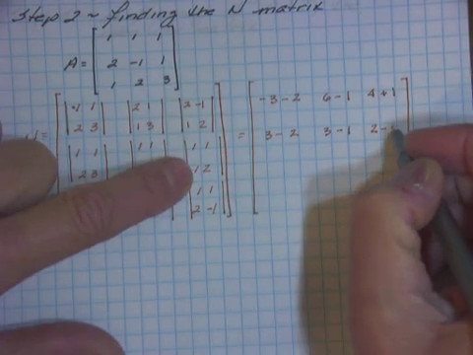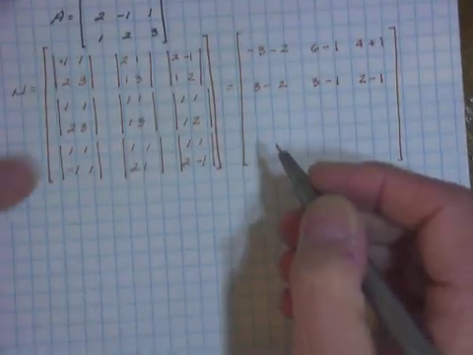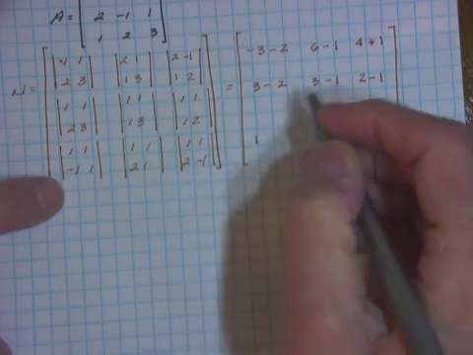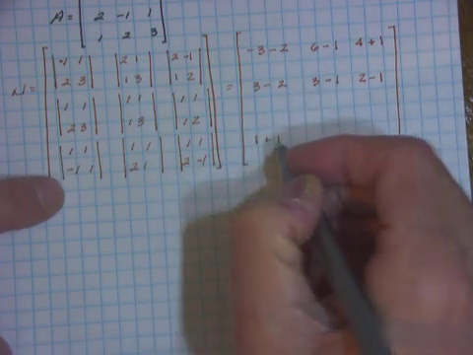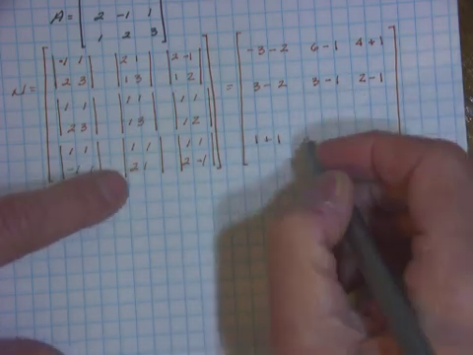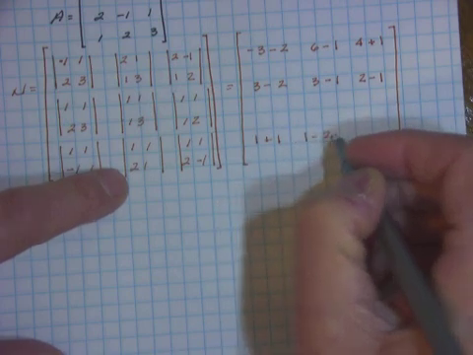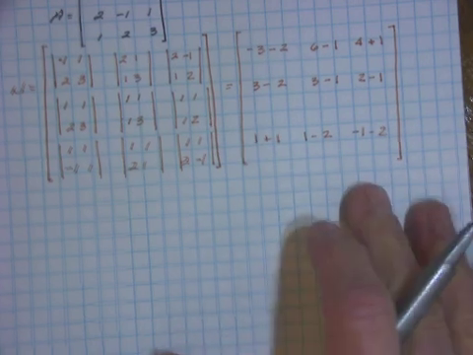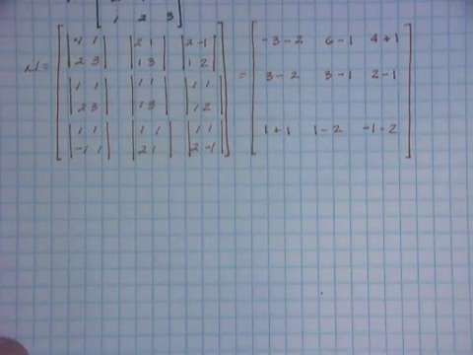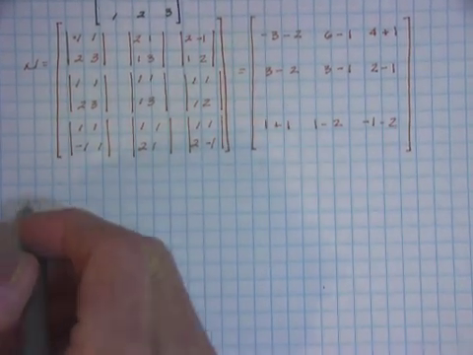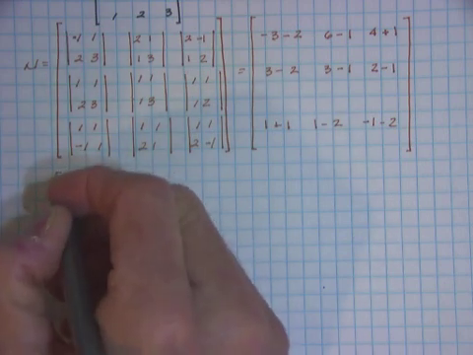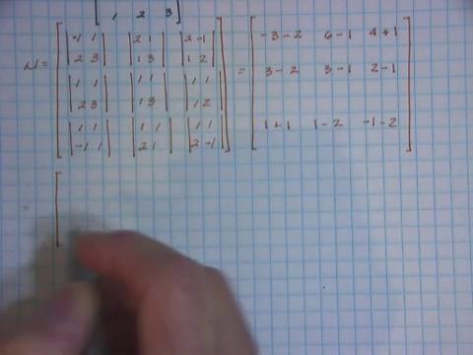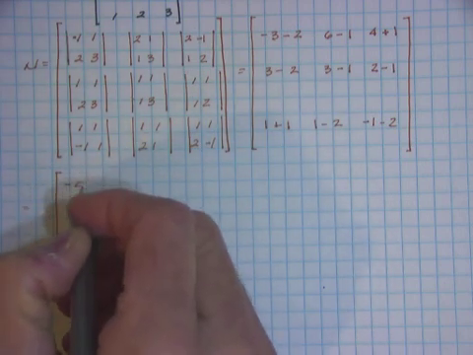Okay. Now we've got 1 times 3 is 3 minus 1 times 2 is 2. 1 times 3 is 3 minus 1 times 1, which is 1. 1 times 2 is 2 minus 1 times 1 is 1. 1 times 1 is 1 minus a negative 1, so that's plus 1. 1 minus 2 and negative 1 minus 2.